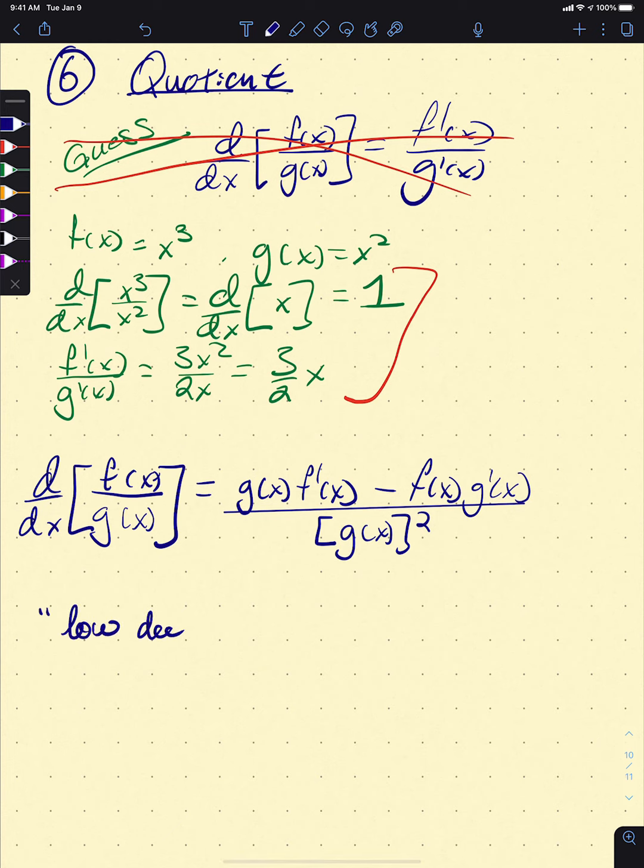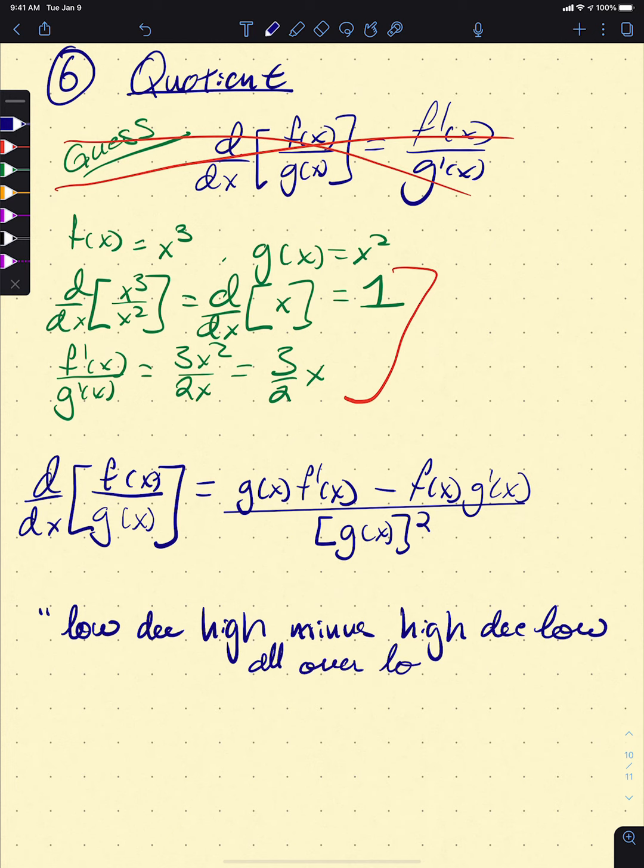He wrote low, D high, minus high, D low, all over low, low. Okay.